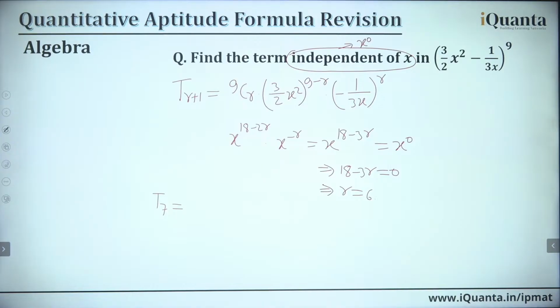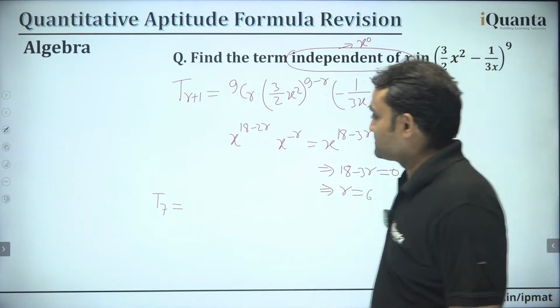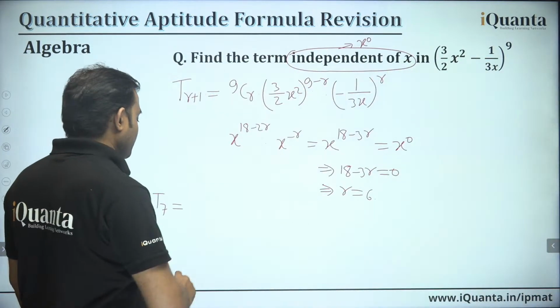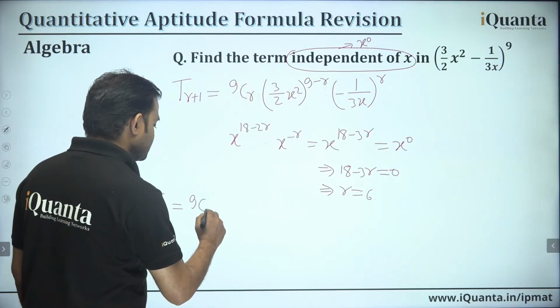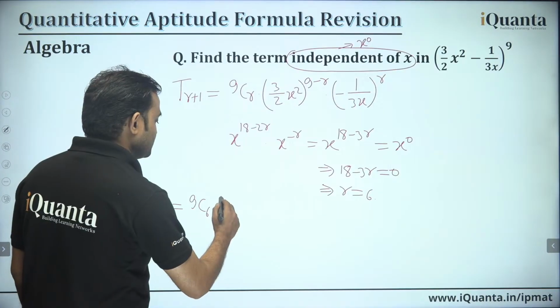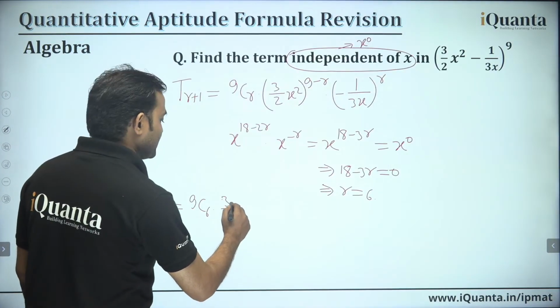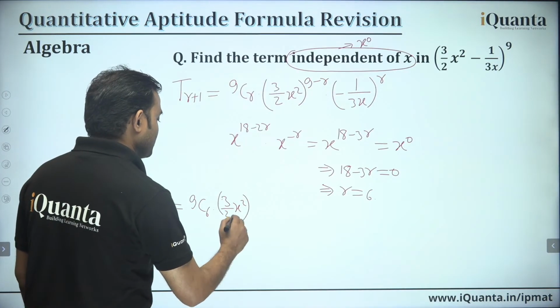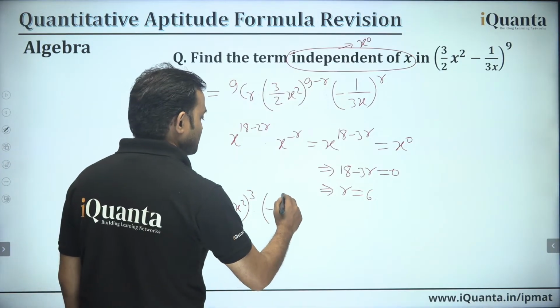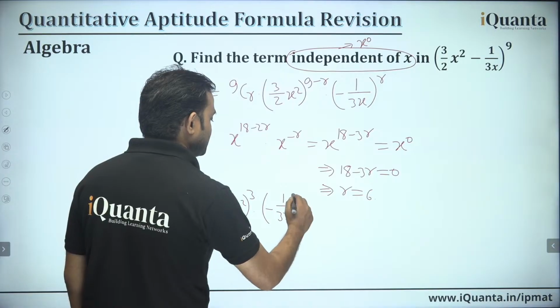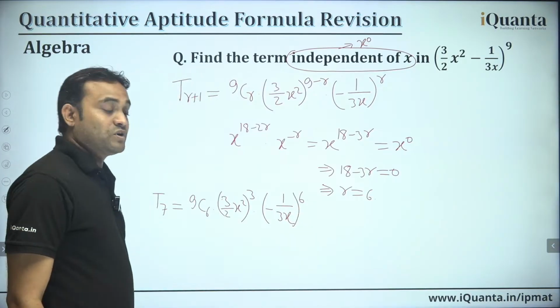If I put r is equal to 6, this will be 3, this will be 6, yes. So the term T7 will be equal to 9C6 into 3 by 2 x square to the power 9 minus 6, which is equal to 3, into minus 1 by 3x to the power 6. What will be the coefficient?